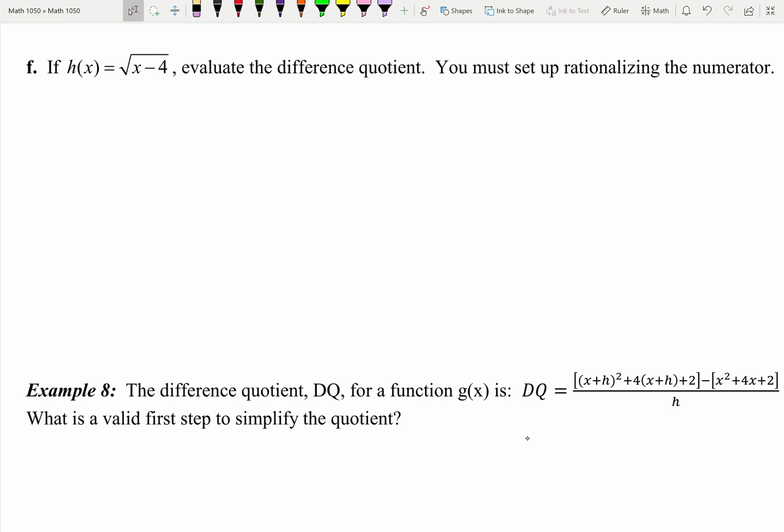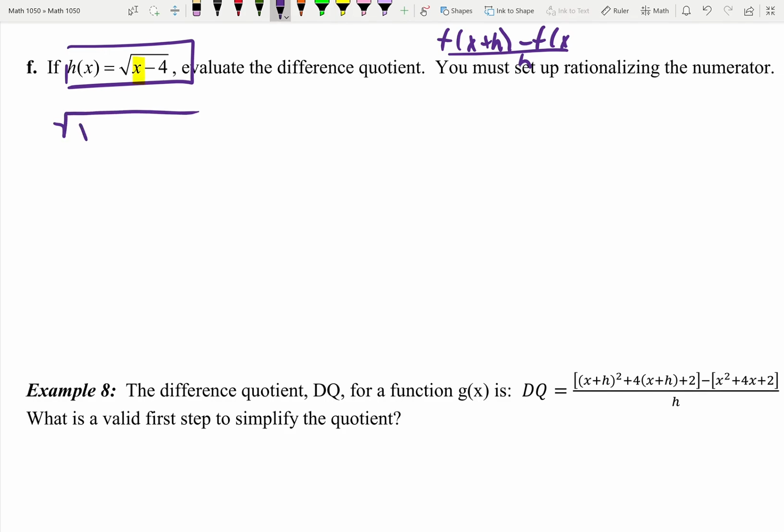Evaluate it. Okay, so I just like for you to see this when I do it. So there's your equation. Go right there. Wherever you see an x, put in x plus h. So it's the square root of x plus h minus 4, minus that f of x, which is the square root of x minus 4, and then that's all over h.